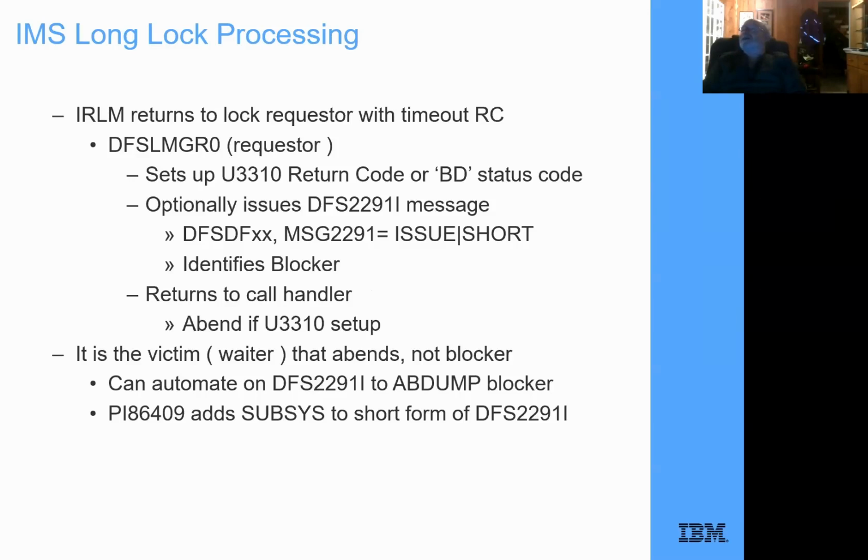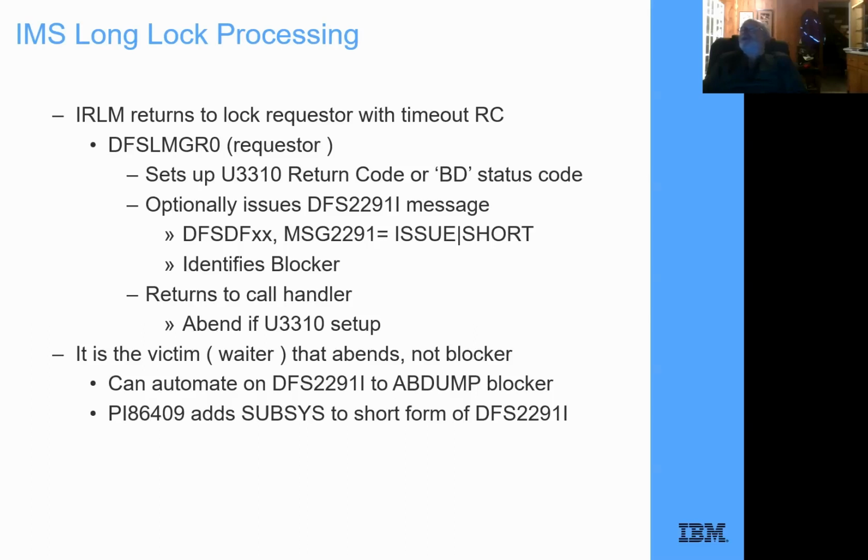The lock manager interface in IMS sets up a 3310 return code, or optionally a BD status code, because you don't have to request an abend for a lock timeout. You can request a call status, a BD status code. You better be really careful if you request that. You better make sure that your applications check for a BD and understand that the call did not complete if they get a BD.